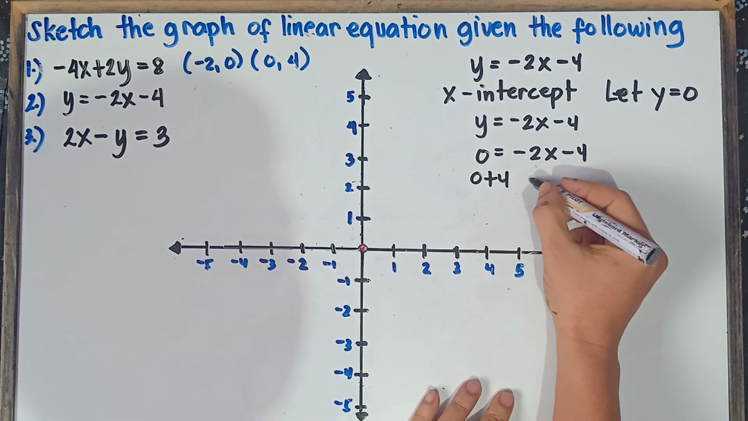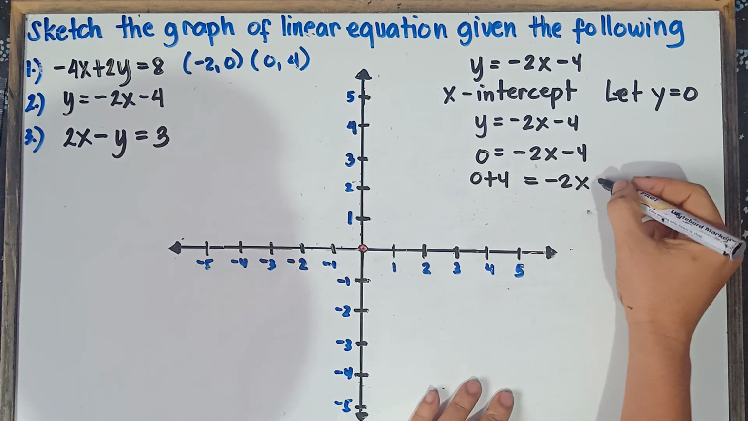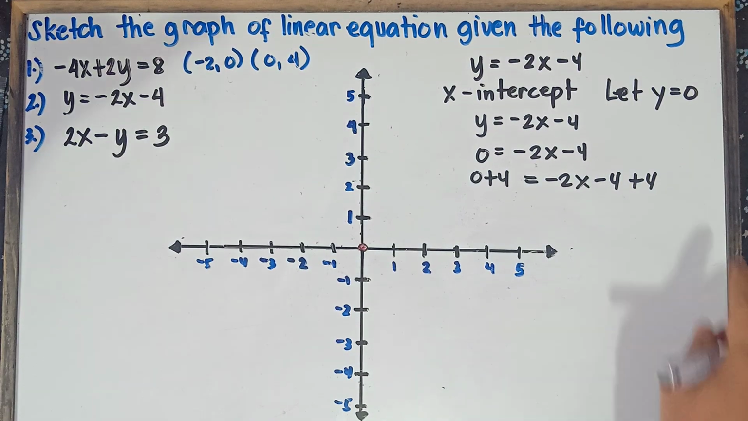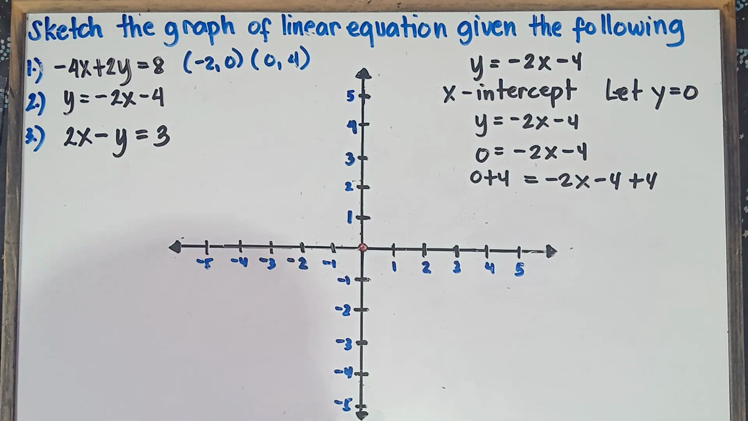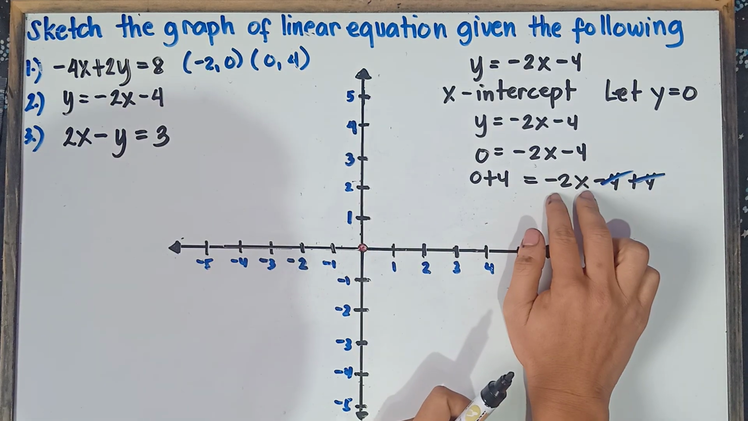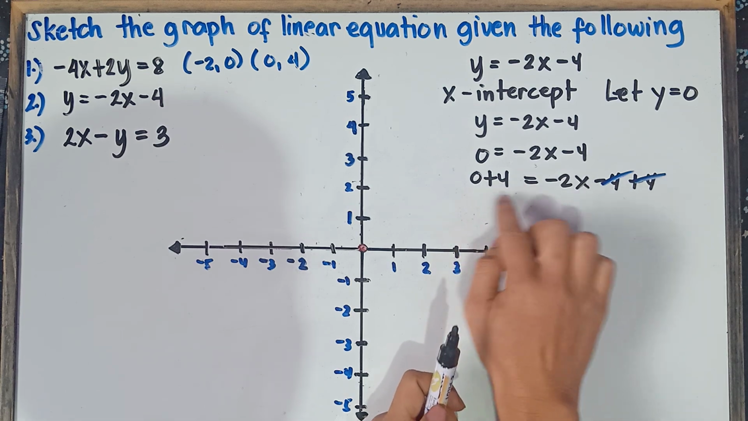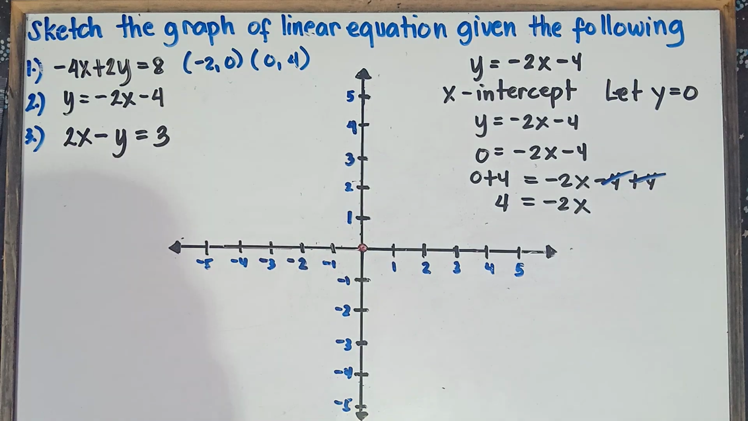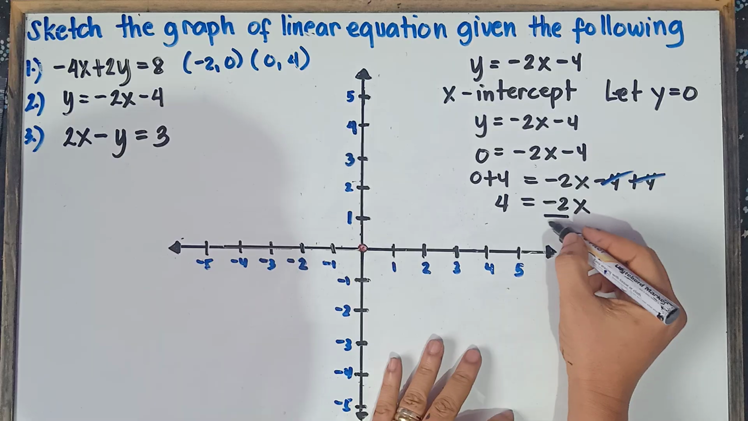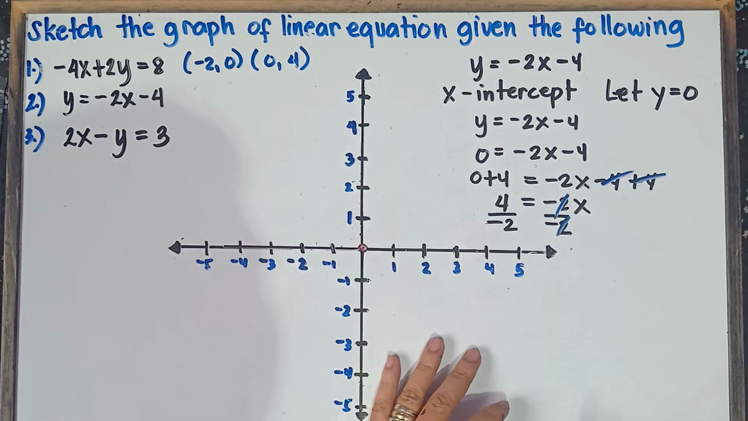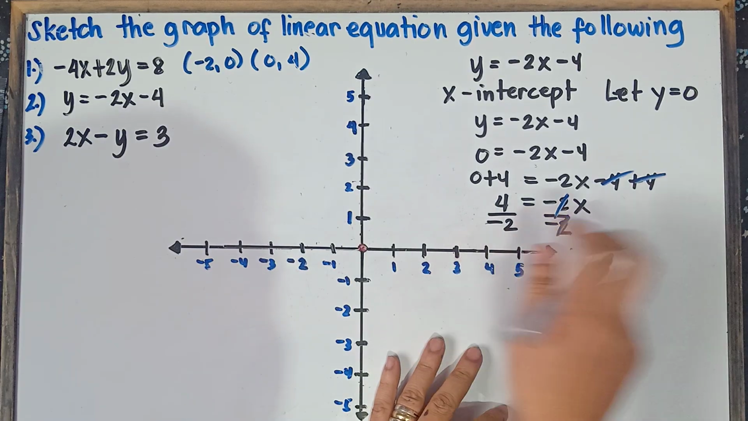So 0 plus 4 equals negative 2x minus 4 plus 4. Now you'll be asking, sir, why do we need to add 4 to both sides? So that you can cancel this out, and the remaining expression will be only negative 2x. Then 0 plus 4 is equal to 4. Equals negative 2x. To get the value of x, simply divide both sides by negative 2. Cancel this out. 4 divided by negative 2 would be negative 2.